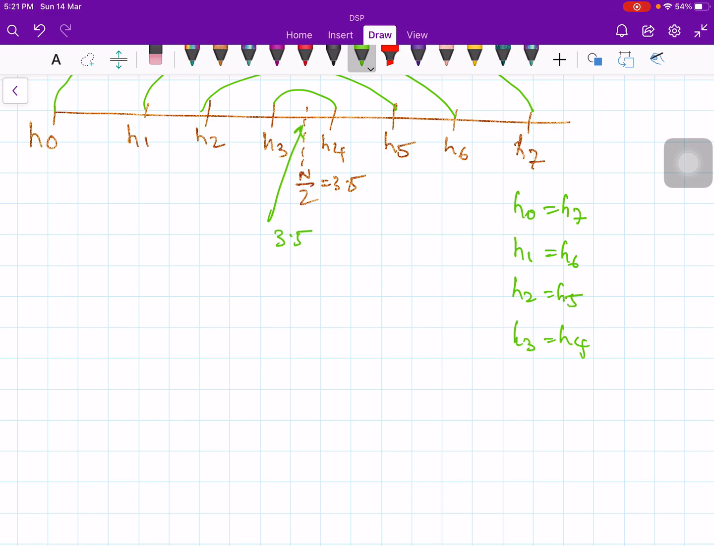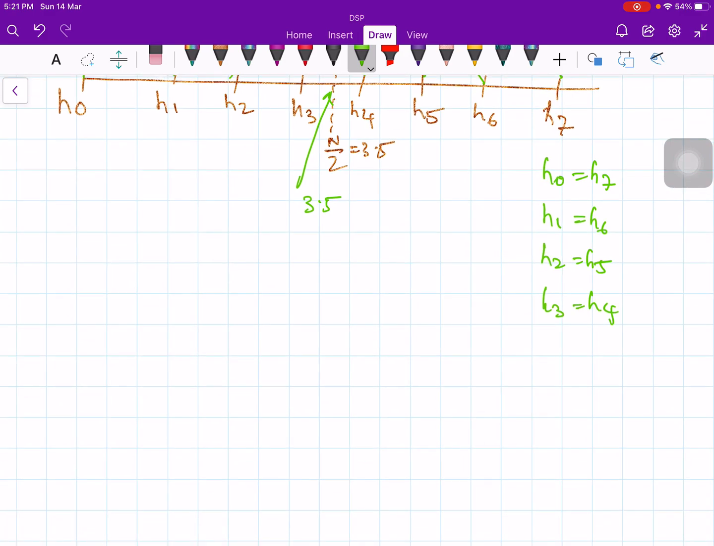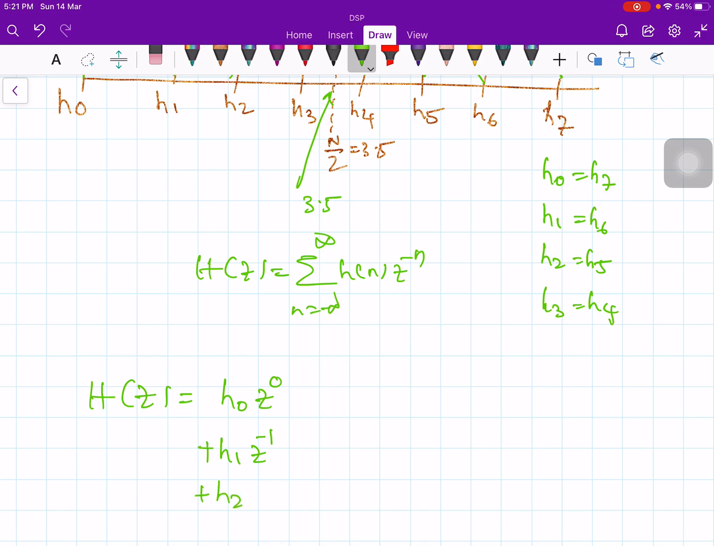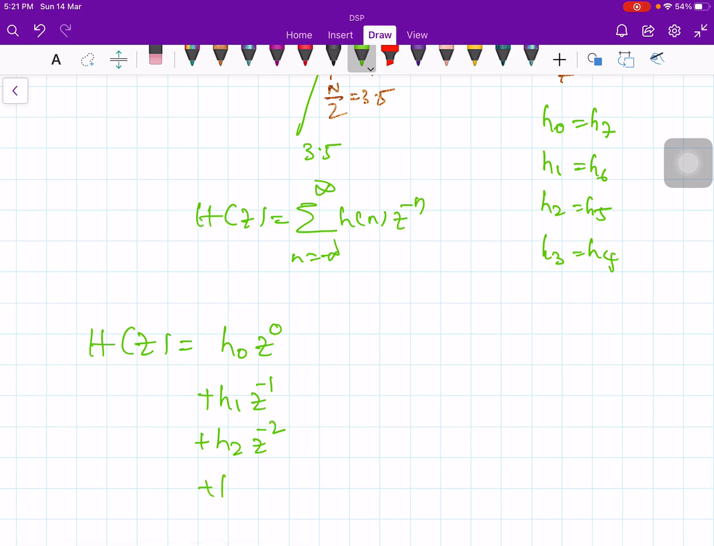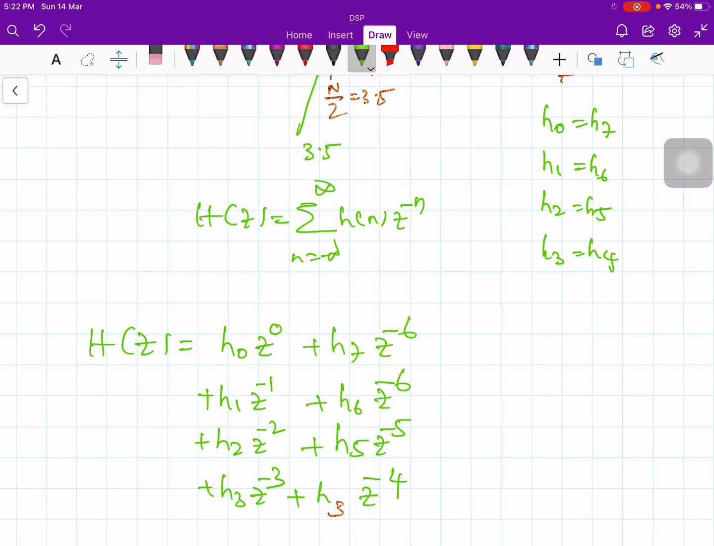Now let me write down the transfer function. We know the formula to find the transfer function: by taking the z transform. The formula for the z transform is the summation of h of n z to the minus n, where n goes from minus infinity to plus infinity. Substitute, and H of z is equal to h0 z to the 0 plus h1 z to the minus 1, plus h2 z to the minus 2 plus h3 z to the minus 3 plus h4 z to the minus 4, but h4 is the same as h3, so here I will write h3, plus h5 z to the minus 5 plus h6 z to the minus 6 plus h7 z to the minus 7.